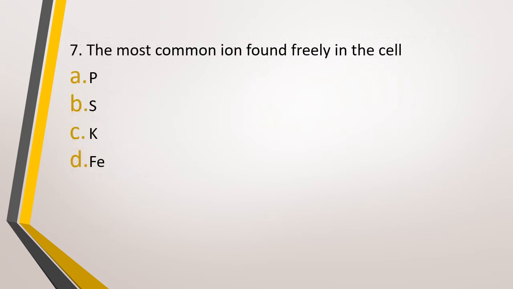Question number 7. The most common ion found freely in the cell. Option A, phosphorus. Option B, sulfur. Option C, potassium. Option D, iron. Most common ion found freely in cell. The correct answer is option C, that is potassium.